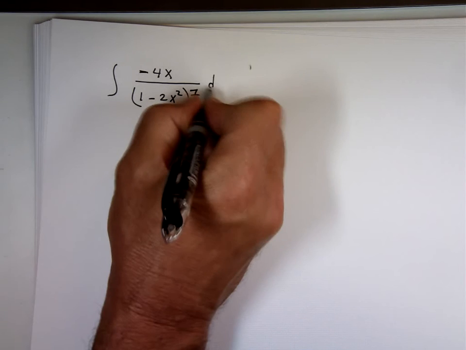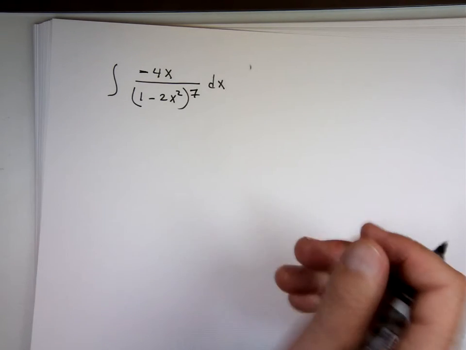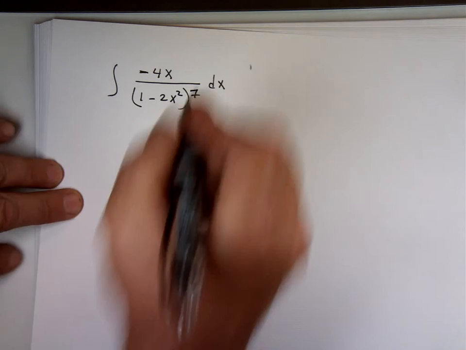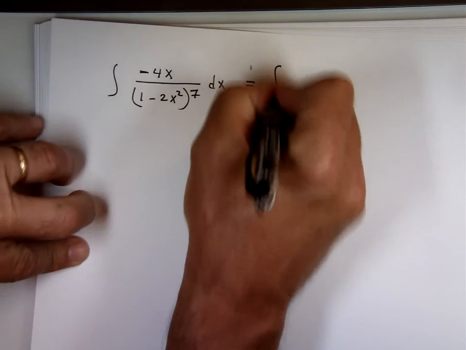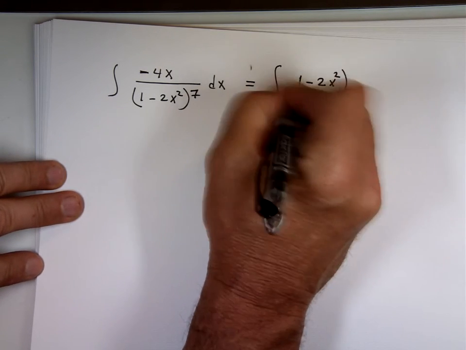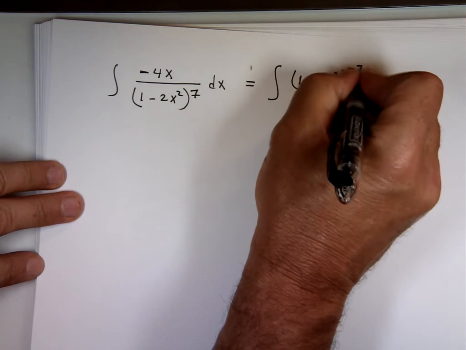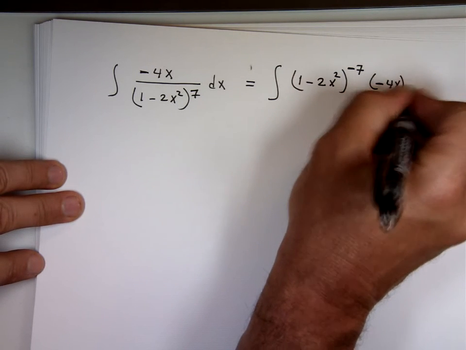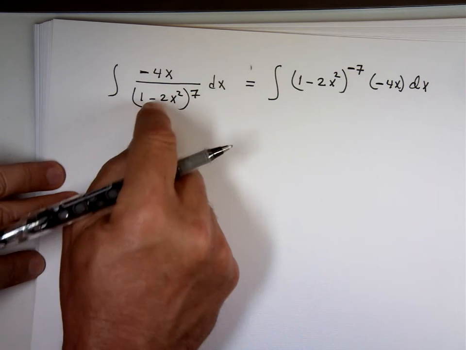I'm always nervous about you multiplying this out, foiling it out, so I try to make sure you don't do it. Again, I can rewrite this 1 minus 2x squared to what power? Negative 7 times negative 4x dx. I brought this to the top, made it negative 7.